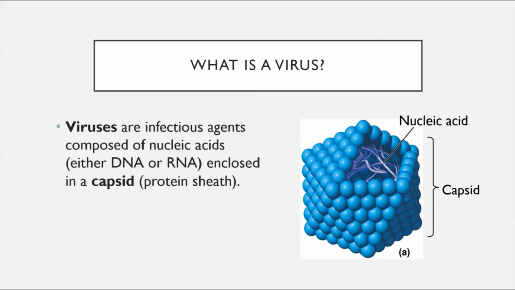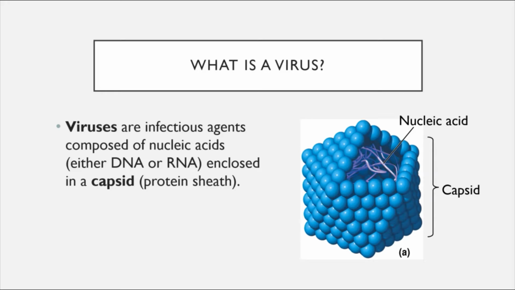So what is a virus? A virus is an infectious agent that, as we said, is not composed of cells, but rather of a nucleic acid, which can either be DNA or RNA, enclosed in a capsid, which is a protein sheath that protects that nucleic acid. You can see a basic depiction of a virus here on the right-hand side. We've got nucleic acid shown as the purple ribbon, and we have a protein capsid shown in blue surrounding it.